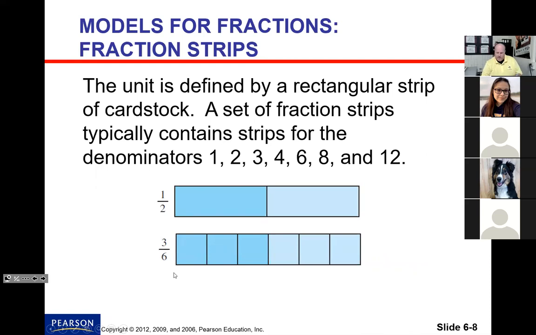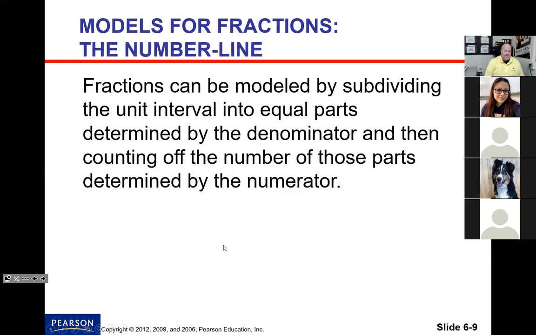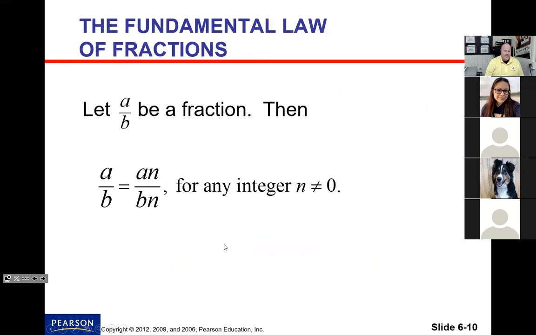So let's talk about what you can do to fractions. They call it the fundamental law of fractions, and I hate to say it, it is fundamental. Here's the deal. If you take any fraction, don't care what it is, could be an improper fraction, could be a regular fraction, could be a negative fraction, who cares?